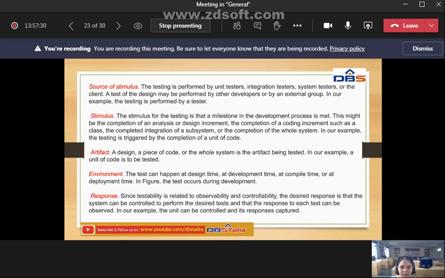Now in the figure the test occurs during deployment. Response: since testability is related to observability and controllability, the designer's response is that the system can be controlled to perform the desired tests, and the response to each test can be observed. While performing the testing, we can observe the test according to the particular response. In our example, the unit can be controlled and its response captured. We need to test unit wise, control it and capture the results.